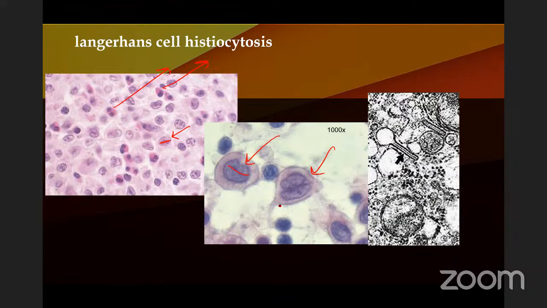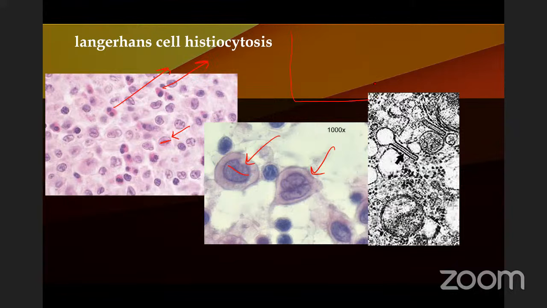Whenever I'm talking about coffee bean nucleus, you should remember that it can be seen in Langerhans cell histiocytosis if there are eosinophils. It can be seen in granulosa cell tumor, where they form follicles called Call-Exner bodies. It can be seen in papillary carcinoma of thyroid, along with Orphan Annie eye nuclei. It can be seen in Brenner's tumor also, in which you will see transitional epithelium. These points should be very, very clear.